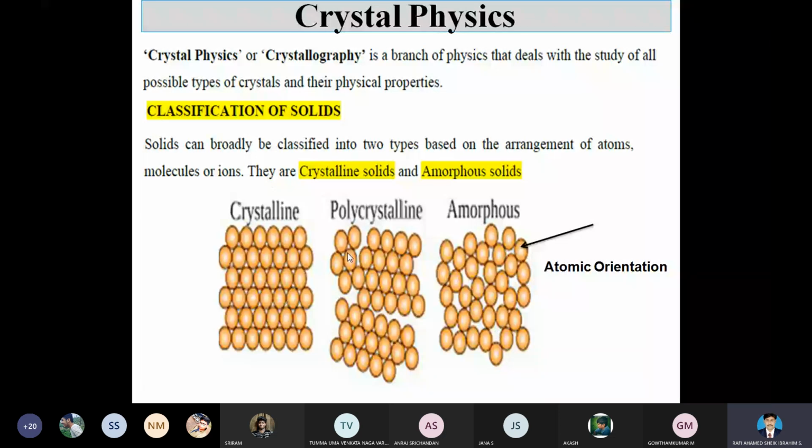Here we have more numbers. We can see three different types of structures, that is, three different regions. This will be the first one, this will be the second one, and this one will be the third one.